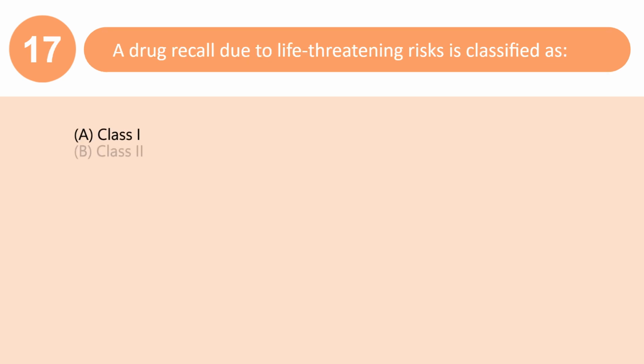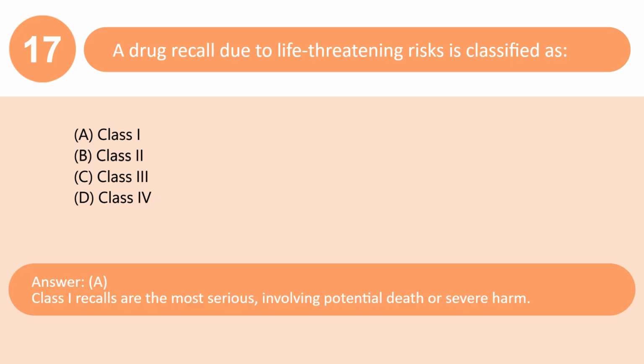A drug recall due to life-threatening risks is classified as A. Class 1, B. Class 2, C. Class 3, D. Class 4. Answer, A. Class 1 recalls are the most serious, involving potential death or severe harm.